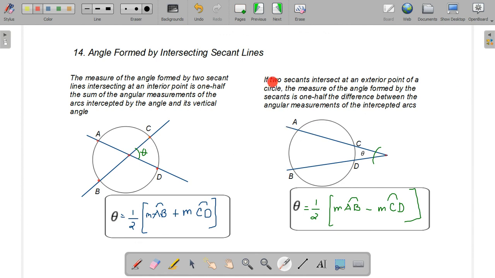Now, what about if two secants intersect at an exterior point of a circle? What is the measure of the angle formed by the secants? So, the angle formed by the secants dito is one half of the difference naman. So, AB, itong measure ng AB na to minus ito, that will be your theta.